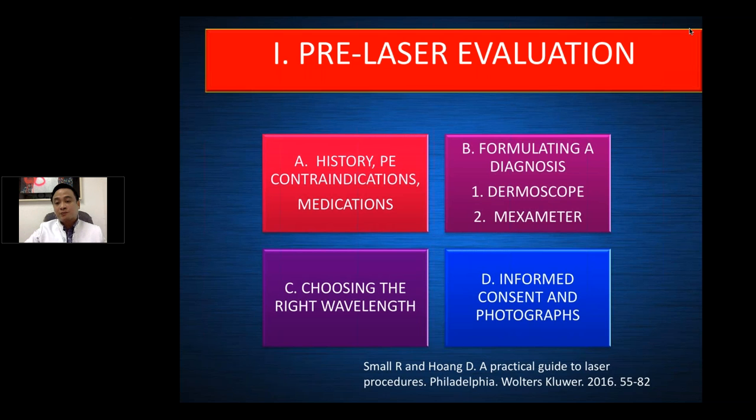And then we come up with a diagnosis, and now we are very lucky to have gadgets like the dermatoscope and the mexameter, which determines the melanin index for the degree of pigmentation. And then after that, we choose the right wavelength: the 532 nanometer wavelength for epidermal lesions or the 1064 nanometer wavelength for dermal lesions. And most important, we need to secure an informed consent, and consent also for taking photographs.